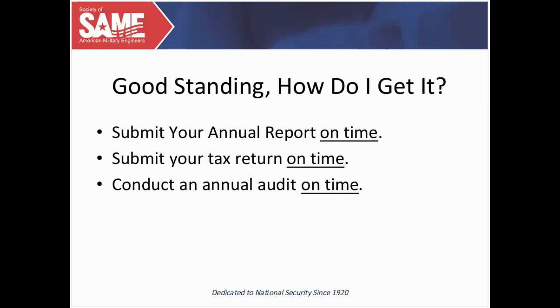So in the previous slide, I talked a lot about good standing, and in order to be included in our group exemption filing, you have to be in good standing with the national office. And there are three things you have to do to be in good standing, and that's file your annual report on time, submit your tax return to the IRS on time, and conduct an annual audit on time.